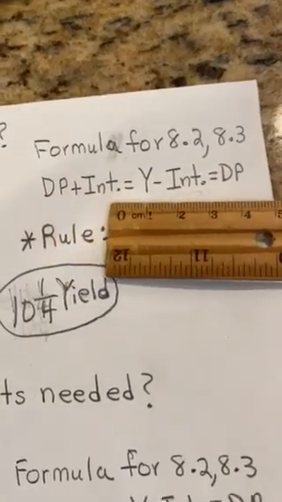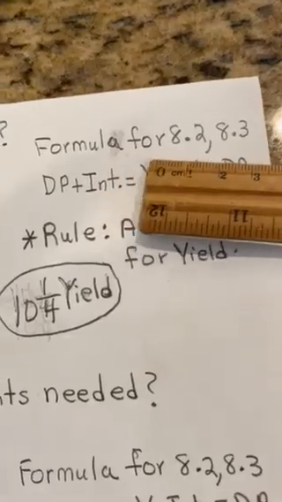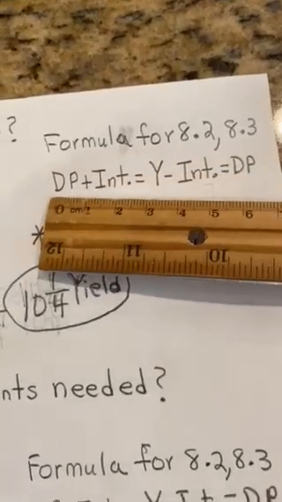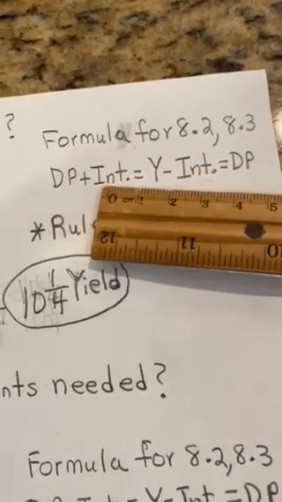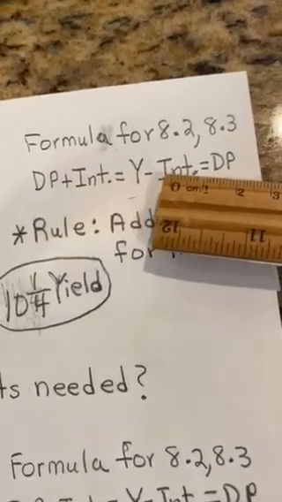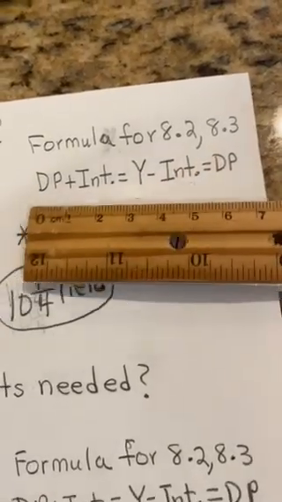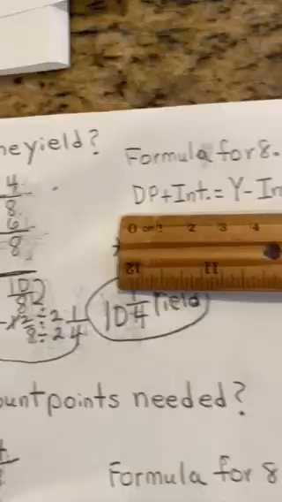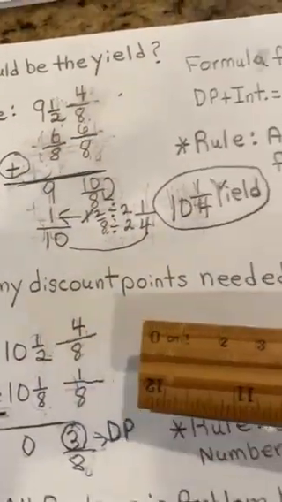How would you memorize this formula? It's very easy. Put your Y in the middle, put DP at the start and DP at the end, then put plus interest equals, and then on the side of the Y, minus interest equals. And you can memorize this formula for both these questions: what would be the yield and how many discount points needed.